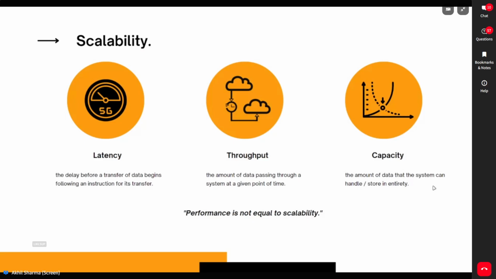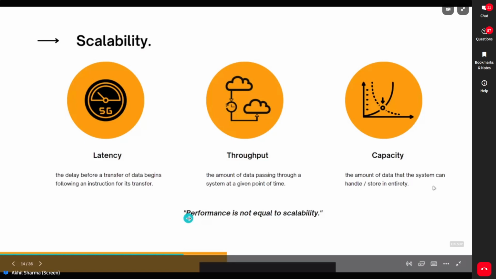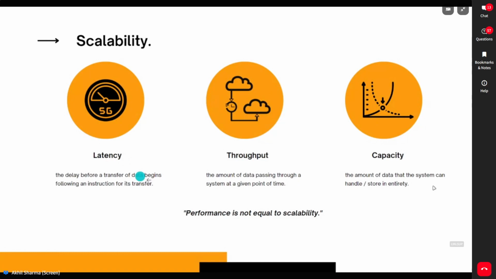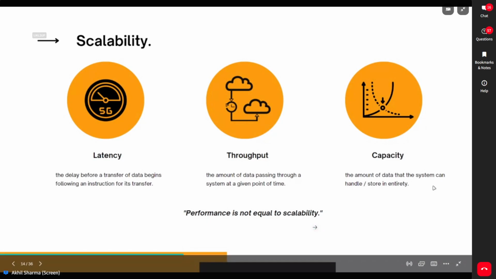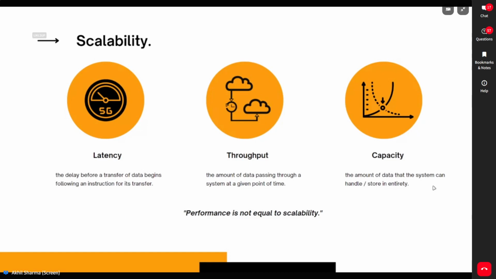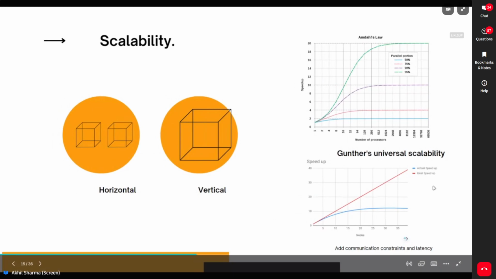Okay. Now, what's important to remember is performance is not equal to scalability. You can have very low latency and your system can be highly performant, but if it doesn't have the capacity or the throughput, it won't be scalable. People confuse these two concepts a lot. In the chat also, you'll see a lot of people asking me the same question every session: what's the trade-off between performance and scalability? Are they the same? Even interviewers ask you many questions around this. You have to understand performance is a completely different concept, and scalability is a completely different concept. Capacity, throughput, and latency are the three axes of scalability.